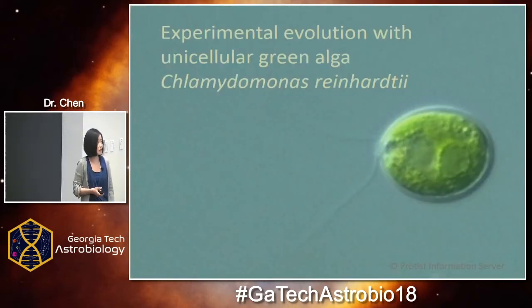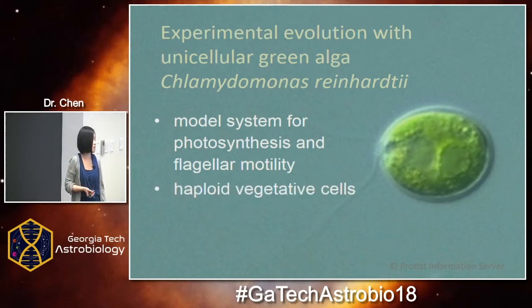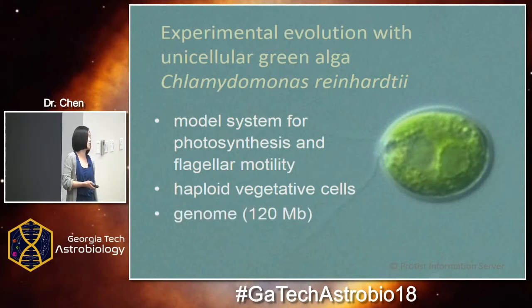The model species of the unicellular algae is Chlamydomonas reinhardtii. It's a model system for photosynthesis and motility. Their vegetative cells, or asexual cells, are haploid, and their genome has been sequenced and annotated, which makes them a great system to do evolution experiments with, so that we can see how their phenotypes and genotypes change in real time.